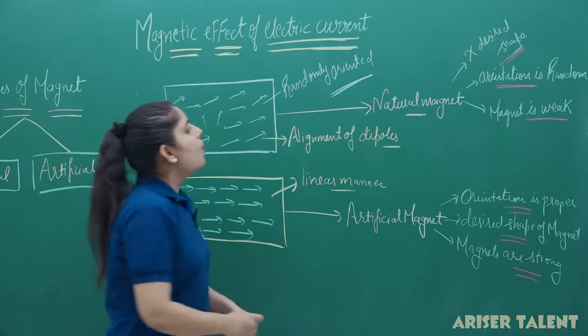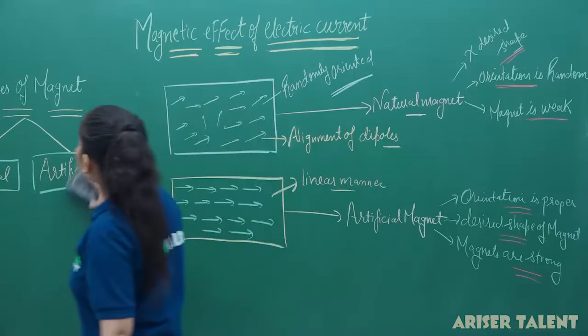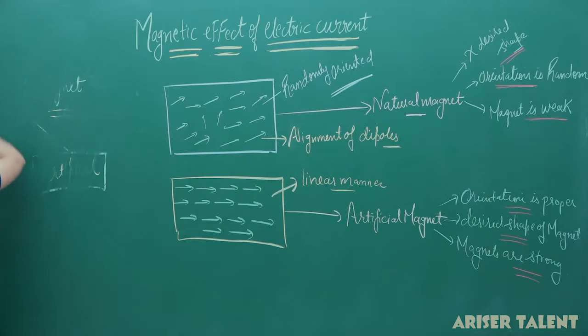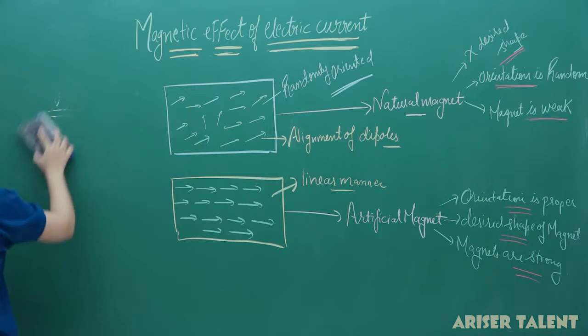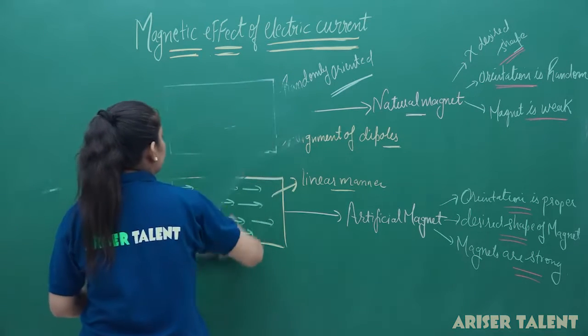So just copy this from here so we can proceed to the next part of the chapter. The next thing is about the types of magnetic material we have. This is the type of magnet we have. Now we have types of magnetic material.